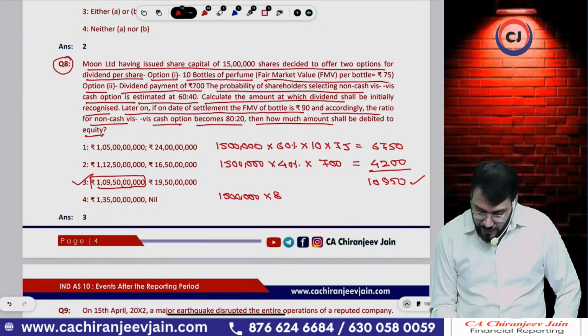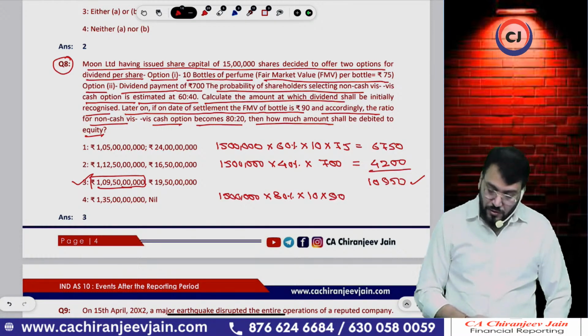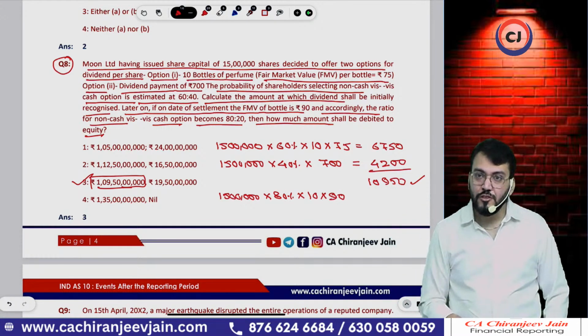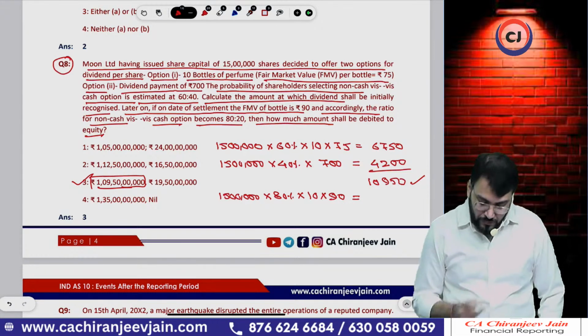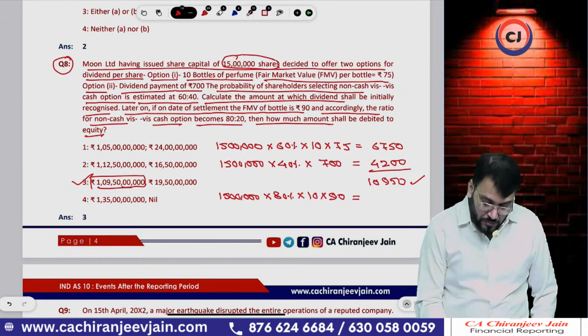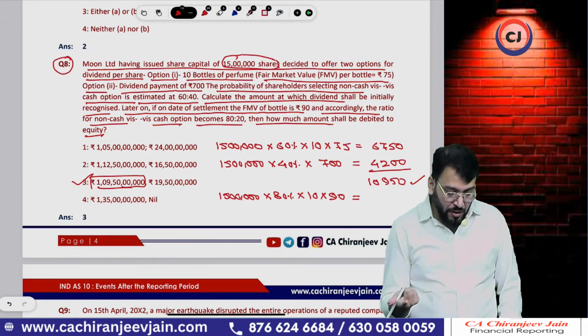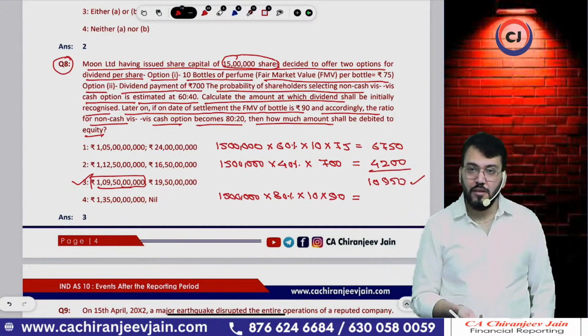It will become 80% now. 80% into 10 into what? 90, no? Into 90. You have not done into 90. This is 15 lakh shares. What have you done? But face value is not given. But nominal value is not given, no.